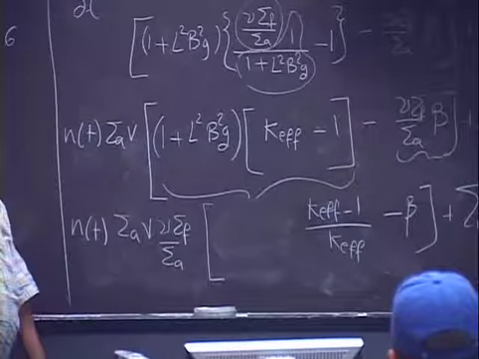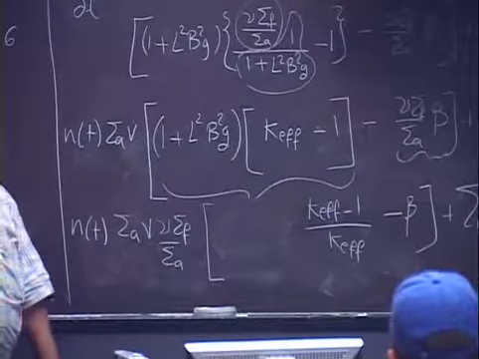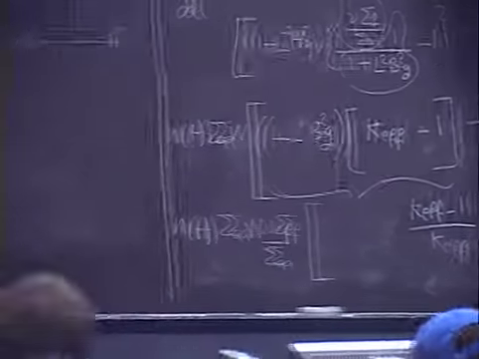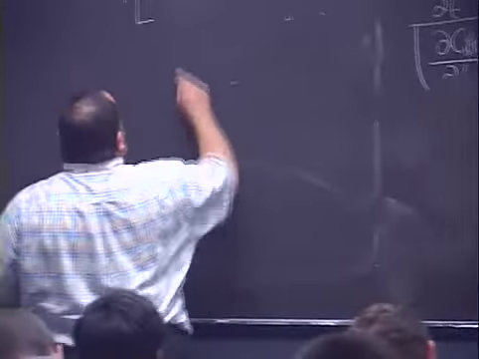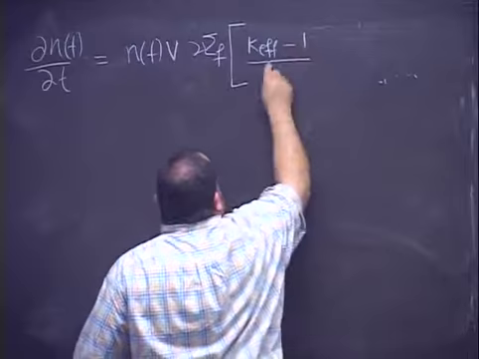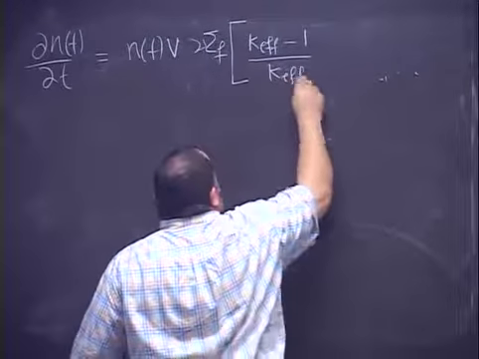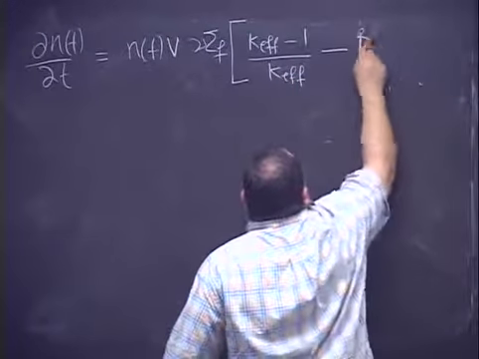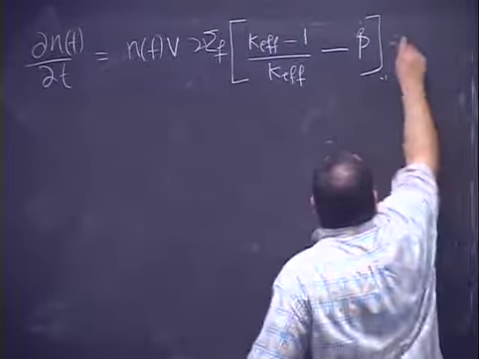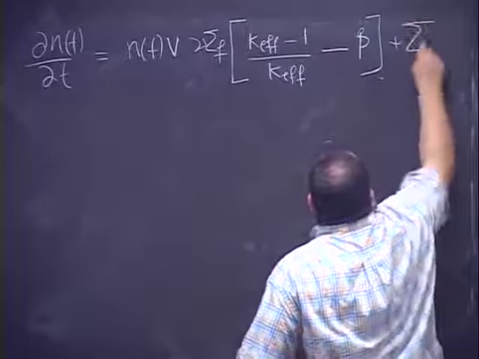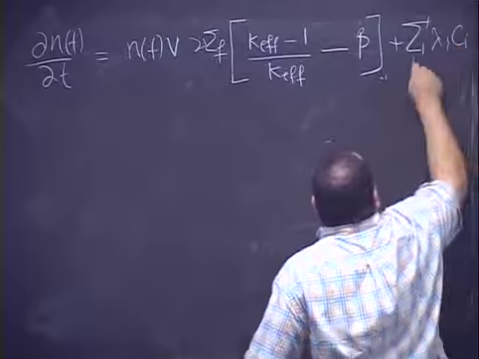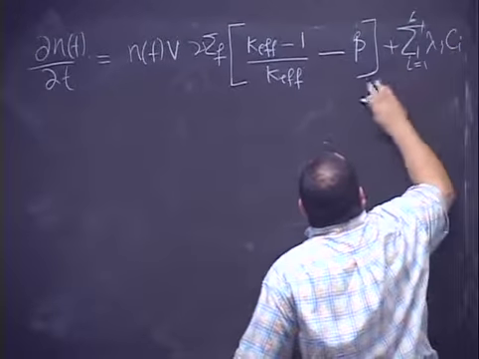a property in nuclear reactors called reactivity, rho. But anyway, this will give me K effective minus 1 divided by K effective, minus beta, plus the summation of lambda i Ci from i equal to 1 to 6.